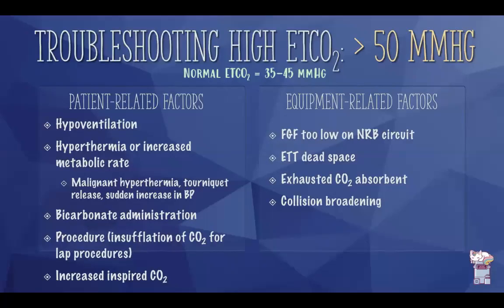When we troubleshoot different values within our monitoring of end-tidal CO2, we can describe them either as patient-related problems or equipment-related problems. Remember, normal end-tidal CO2 ranges between 35 and 45 millimeters of mercury. A high end-tidal CO2, or hypercapnia, can occur for a multitude of reasons. When we relate this to the patient, hypoventilation, or just a decrease in the amount of times a patient expires during any breathing cycle, can increase your reading in end-tidal CO2.